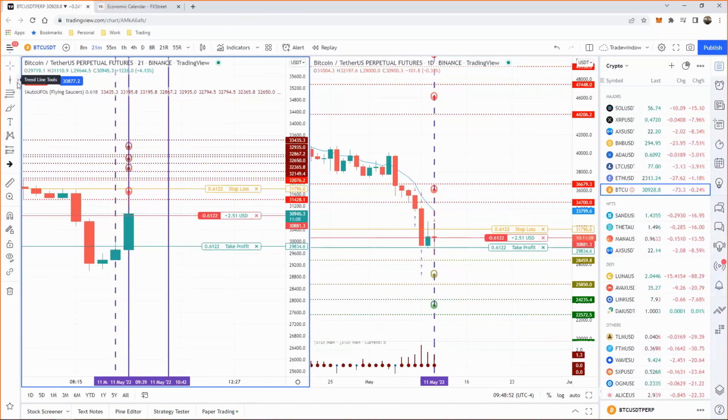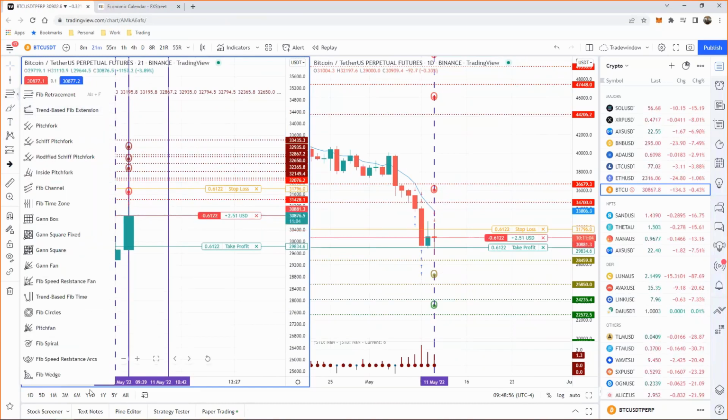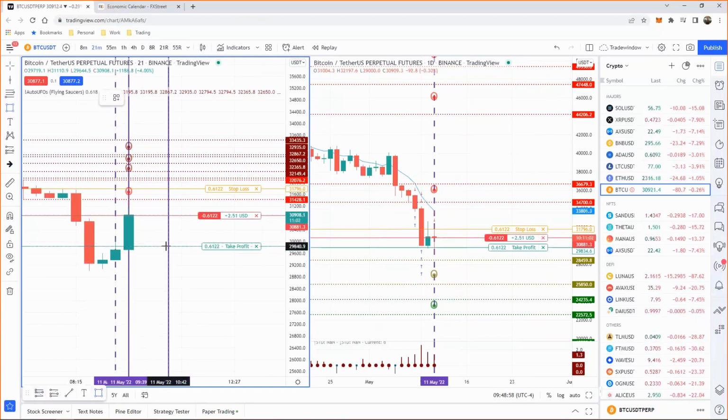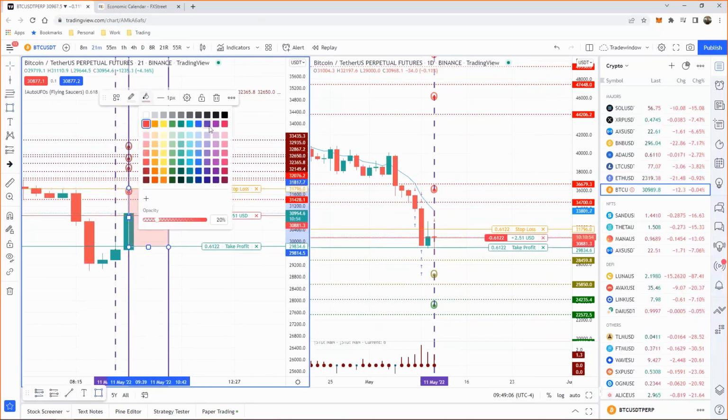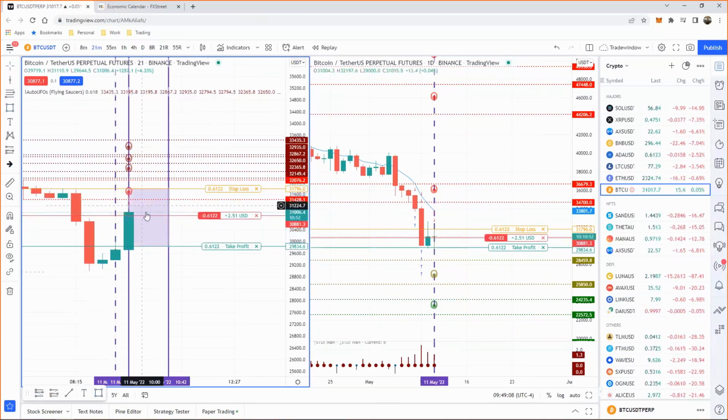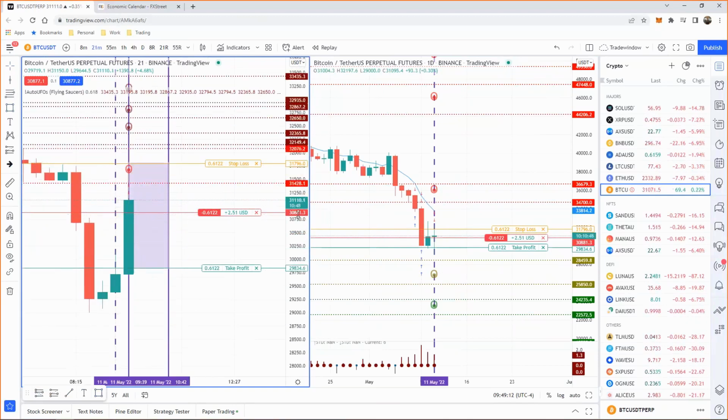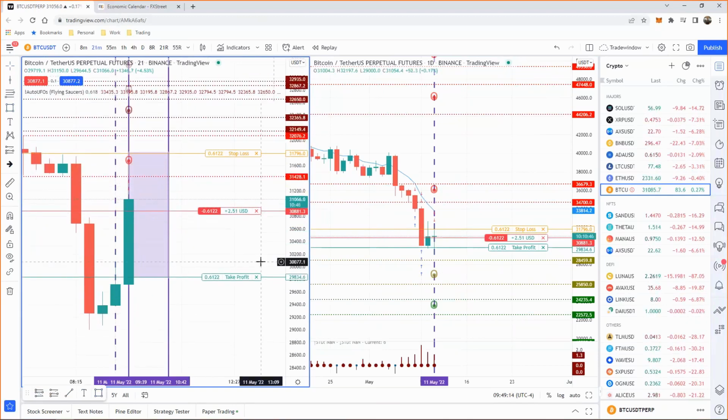If within this time period I don't get my T1 or stopped out within this purple square, what I'm going to do is actually just close this trade at market. So that's something that I wanted to tell you about. That's the time stop rule.